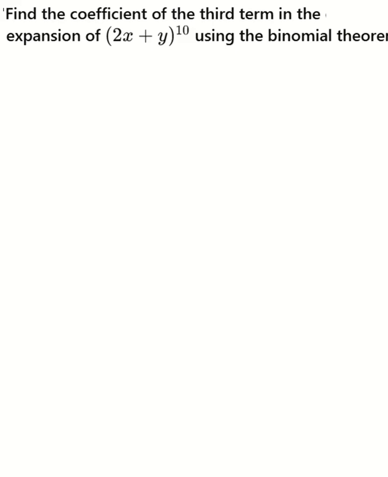All right, so I want to quickly complete this solution that we're trying to solve during the live session today. It says, find the coefficient of the third term in the expansion of (2x + y)^10 using the binomial theorem. So remember that I said the binomial theorem is given by, if you have a binomial term (a + b)^n, this can be expanded as a summation.